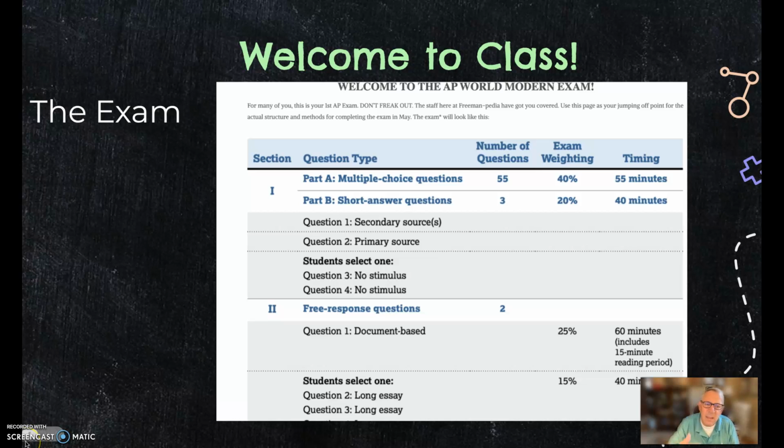So that's the basis of the exam, and that sort of provides the framework for what we practice in class a lot. We look at documents very often, trying to understand how to source those documents and how to write context for those documents. We probably write 2 DBQs each quarter and a couple of LEQs over the year, and 2 or 3 SAQs each quarter.